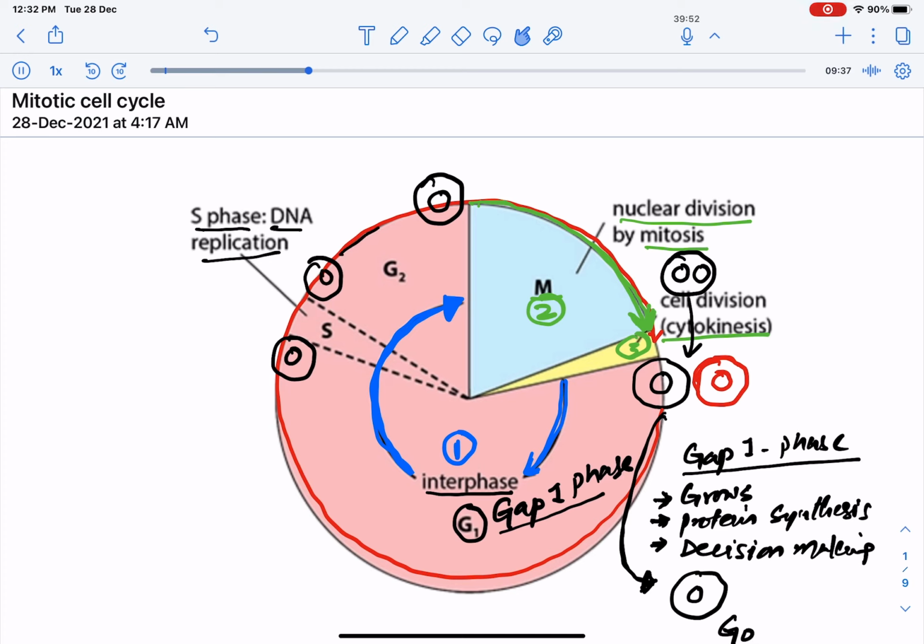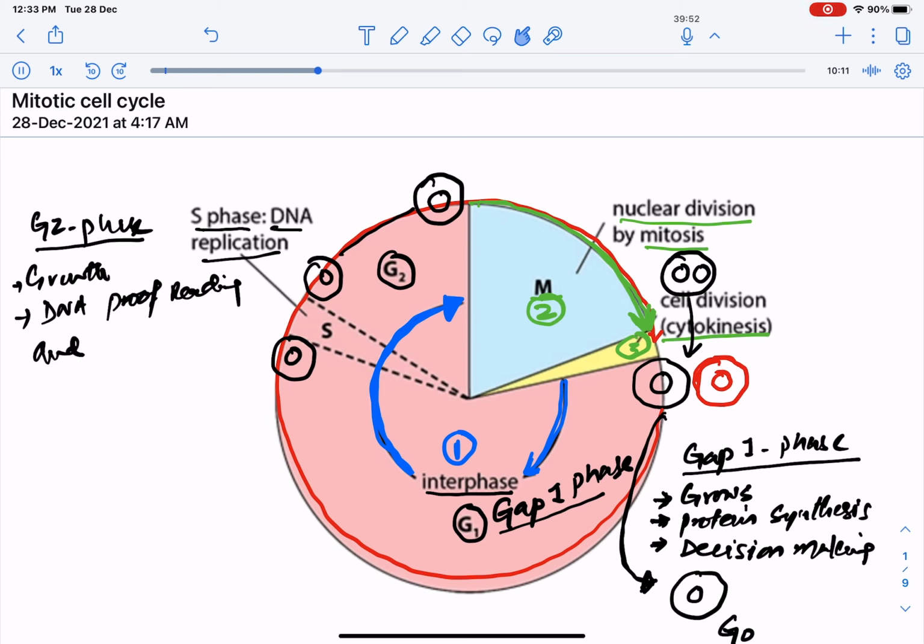Then during the third phase of interphase, which is the G2 phase, growth in size continues, and DNA proofreading and repair take place in this G2 phase. Centrioles duplicate and the cell prepares to divide by the following phases.